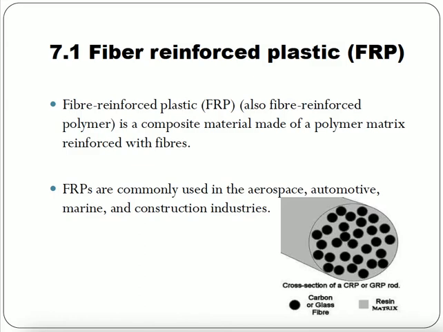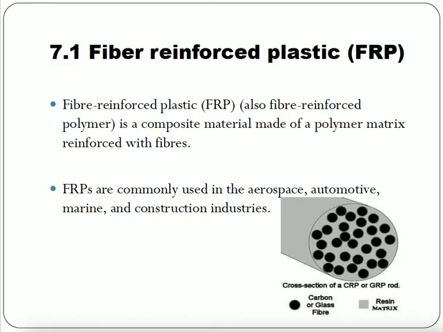The fiber reinforced plastic, or FRP, is also known as fiber reinforced polymer. It is a composite material that is made of a polymer matrix reinforced with fibers. FRPs are commonly used in aerospace, automotive, marine and also construction industries.